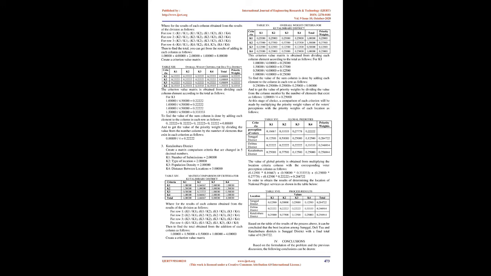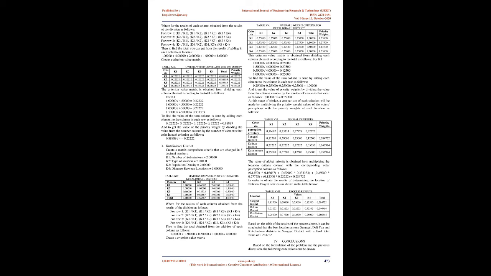Sample case study. Of the several locations that will be used as a national project location against 4 criteria, namely number of submissions, type of location, population density, and distance between submission locations, the data for each district will be entered into the following table. The steps taken in the AHP method are as follows. 1. Define problems and solutions. The problem is to determine the best location for the national project service from the 3 existing alternatives. The initialization is as follows.